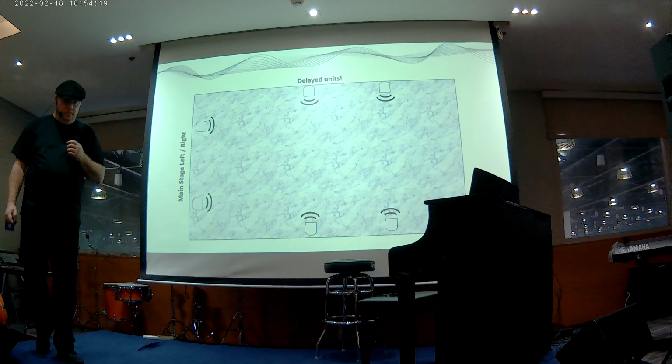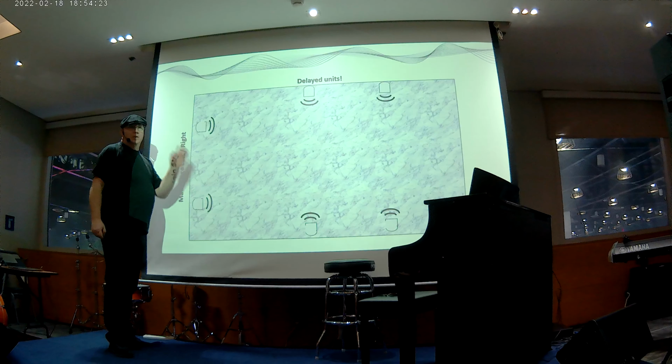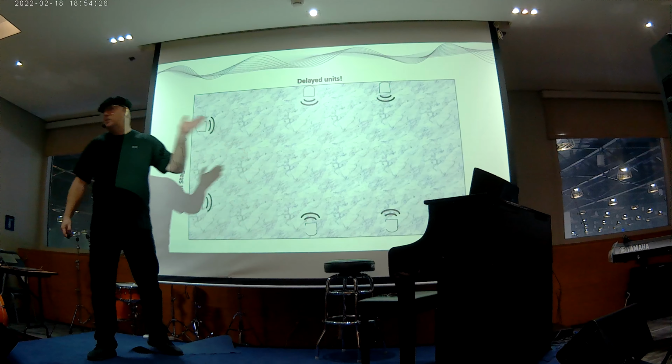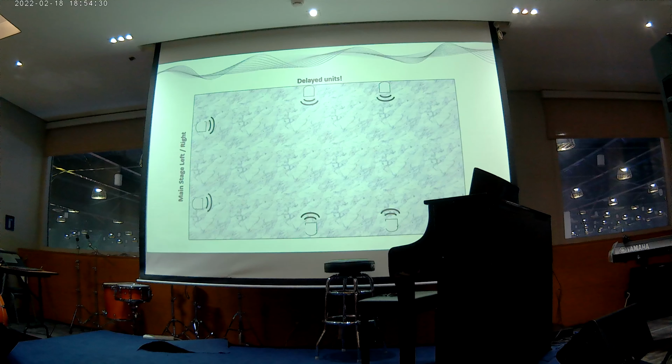Delay. I've been to some churches where they have a left and right, and they start introducing delays. The problem is they start putting delays at 90 degrees to the main. Is this correct? I wouldn't tell you it's correct if I wasn't going to tell you it's not. Okay? What is the problem with doing this method?